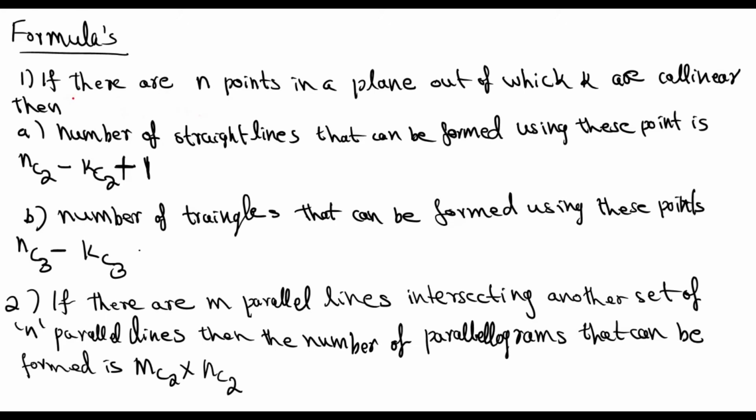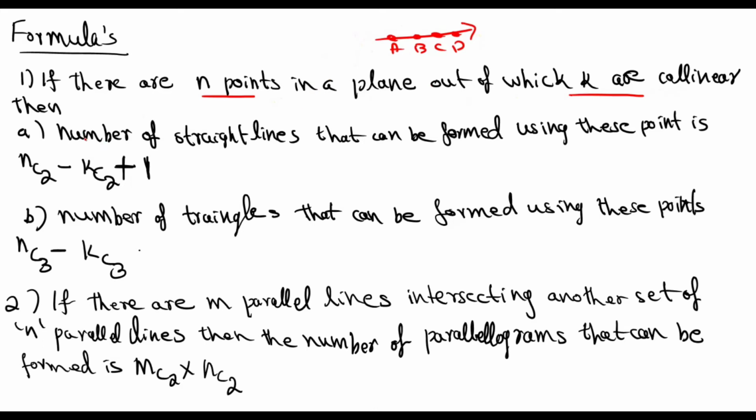See the first formula. If there are n points in a plane, out of which k are collinear. What's the meaning of collinear points? If points lie on the same line, then we call those points A, B, C, D collinear points. So n points are there in a plane, out of which k are collinear.